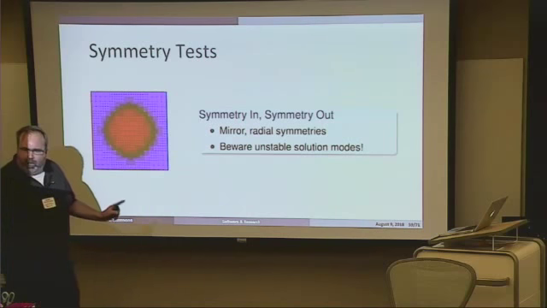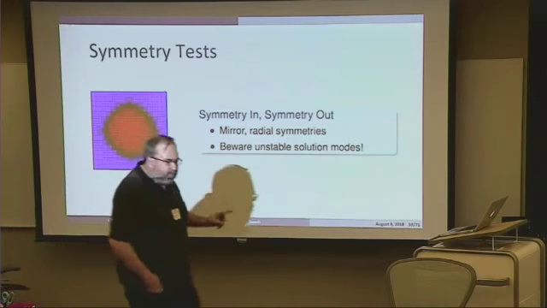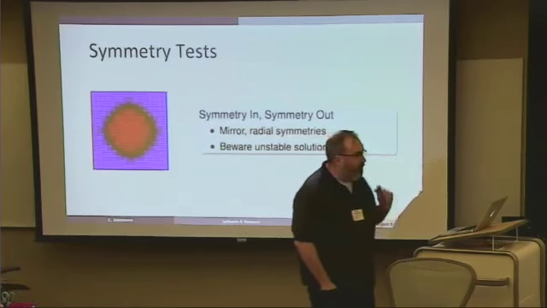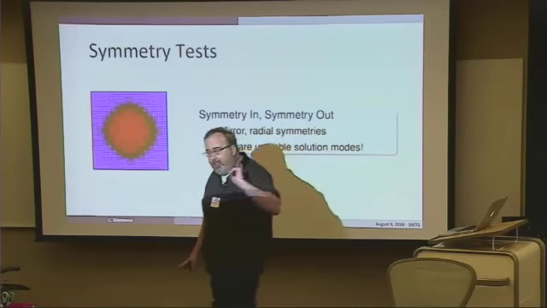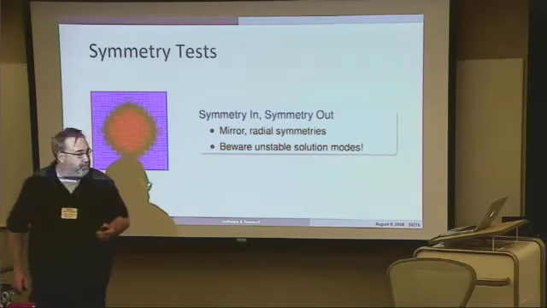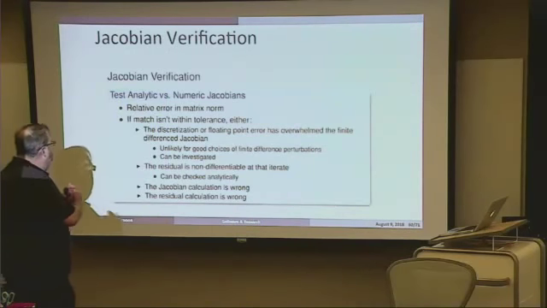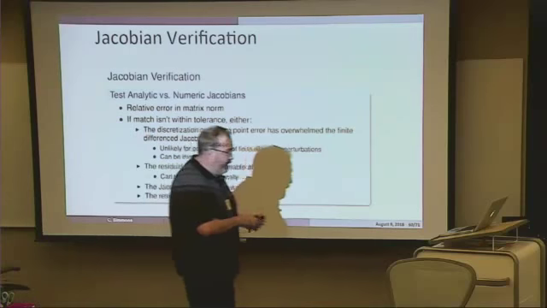Symmetry is often overlooked. Sometimes all you know about a code is symmetry in should give you symmetry out. And a lot of times that can be used to identify bugs. This is a particularly powerful technique.